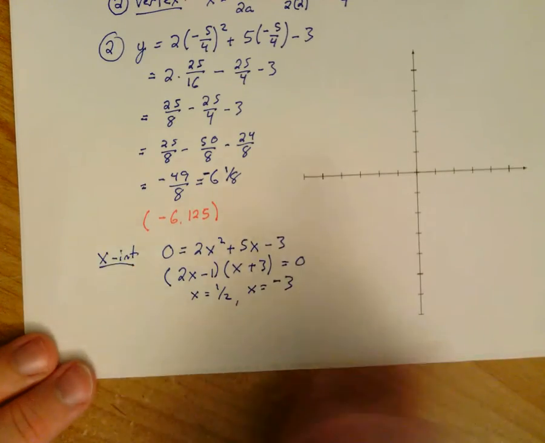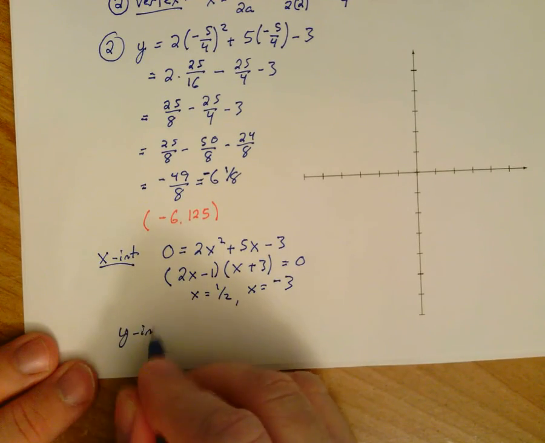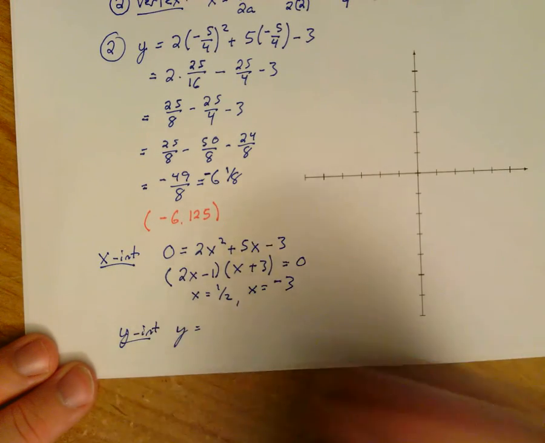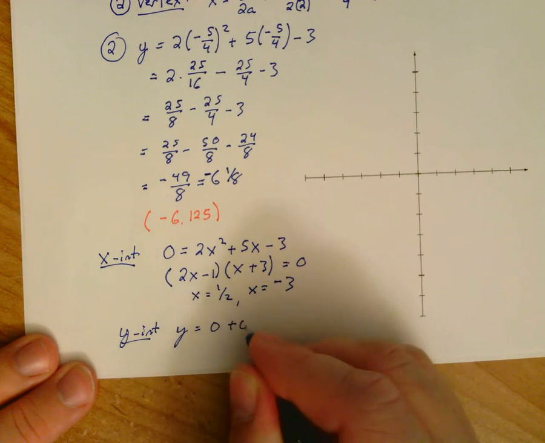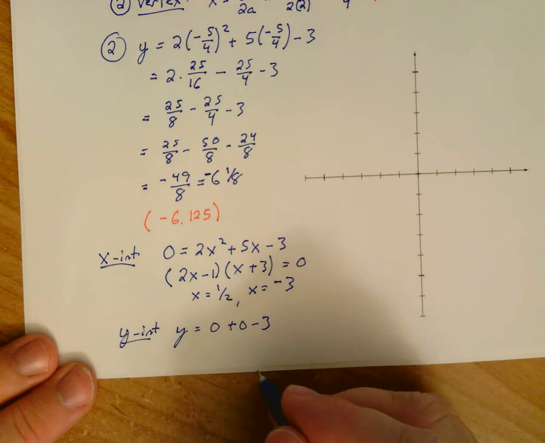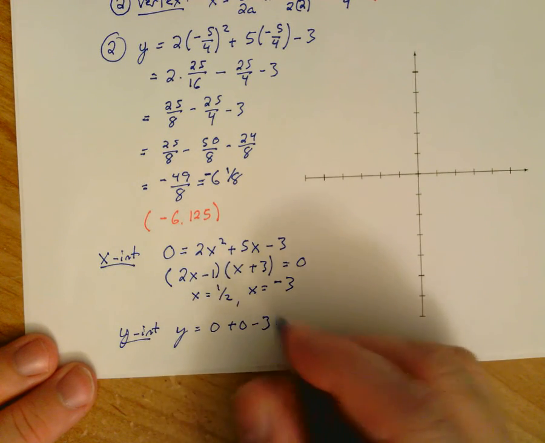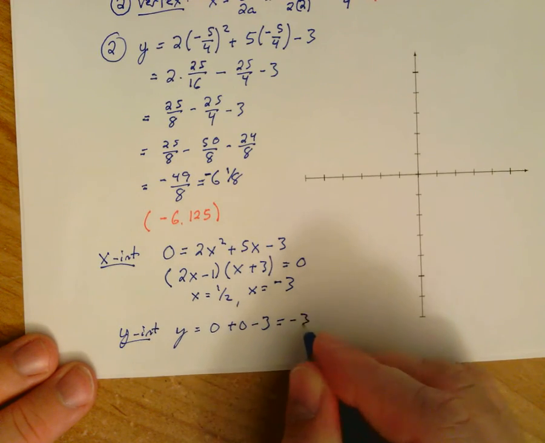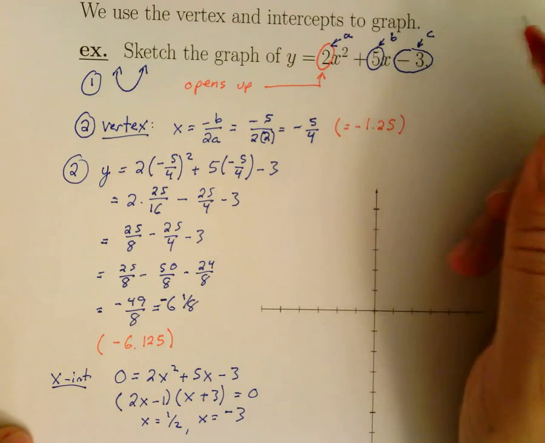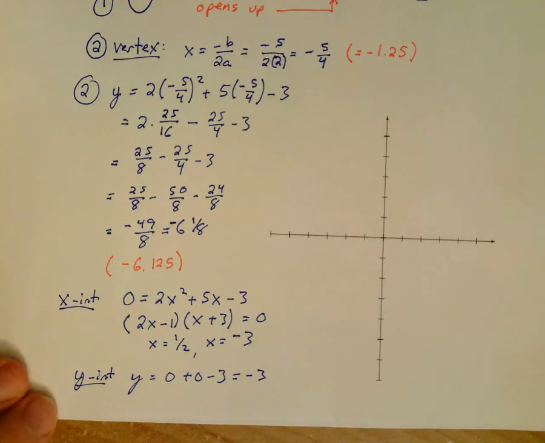Careful. Now for my y-intercept, I'll just plug in 0 for x and see what the y value is. So y is equal to 0 plus 0 minus 3. The y-intercept is usually the easiest thing to do. So that's just negative 3. Another thing too is you can just look at it: the c value is the y-intercept. Okay, let's plot this.